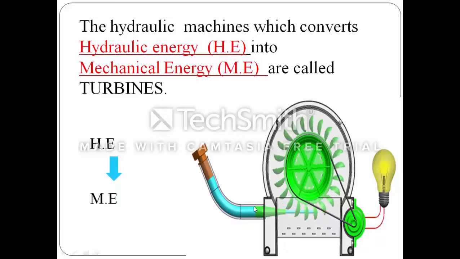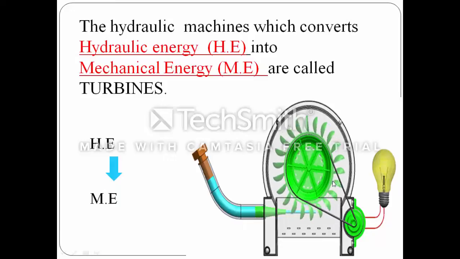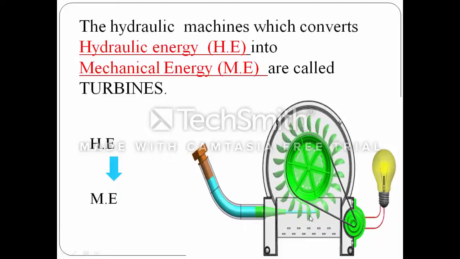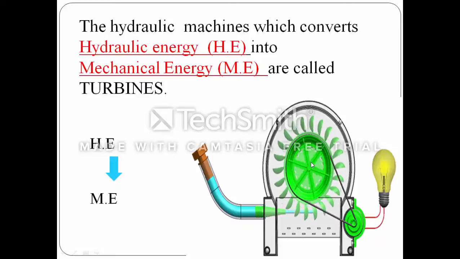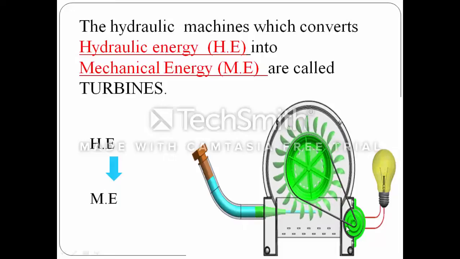In this image you can see the water coming from a nozzle. It strikes the impeller. It is an example of the Pelton turbine. On the circumference of the wheel are buckets, and the buckets rotate by the striking of the jet. This wheel is connected to the generator. By rotation of this wheel, which is coupled to a generator, we can produce electricity.